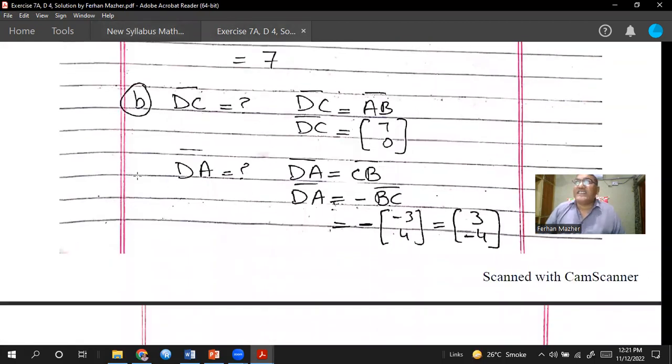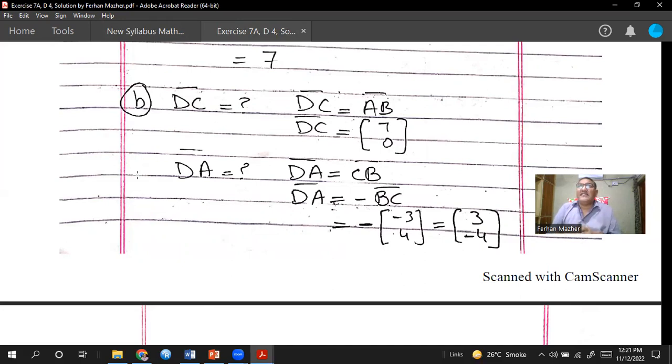They ask us to find the DC. The DC is equal to the AB, because in the parallelogram, the opposite sides are equal vectors. So the DC will be 7, 0. The column vector of the DC will be 7, 0. That is the column vector of the AB.